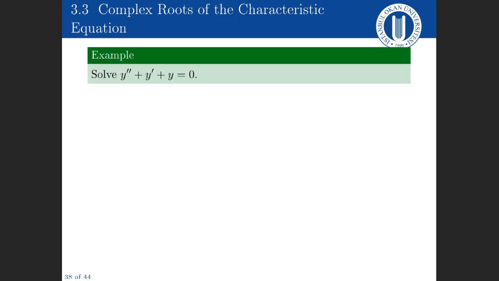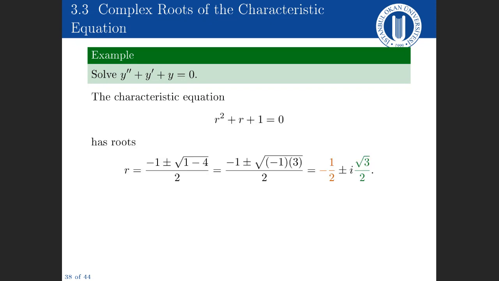Let's do an example. Solve y double prime plus y prime plus y is equal to 0. What do we do first? First, we write down the characteristic equation. The characteristic equation is r squared plus r plus 1 is equal to 0. r must be minus b, or minus 1, plus or minus the square root of b squared minus 4ac, divided by 2a.